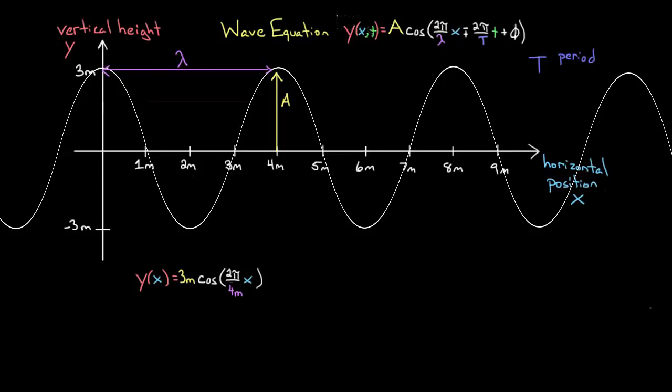And this is it. This is the wave equation. This is what we wanted. A function of position and time that tells you the height of the wave at any horizontal position x and any time t. So let's try to apply this formula to this particular wave we've got right here.